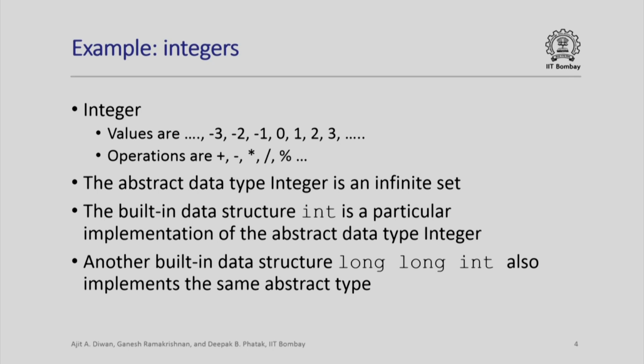There is another built-in data type called long int, which implements the same abstract data type. The only difference is that it can represent a larger set of values than what the int type can represent. So, if int is 32-bit, long int would typically be 64-bit. So, you can represent larger integers using that. However, when we are working with integers, we would rather not think about these restrictions. We think of integers as an infinite set on which we can perform these operations.